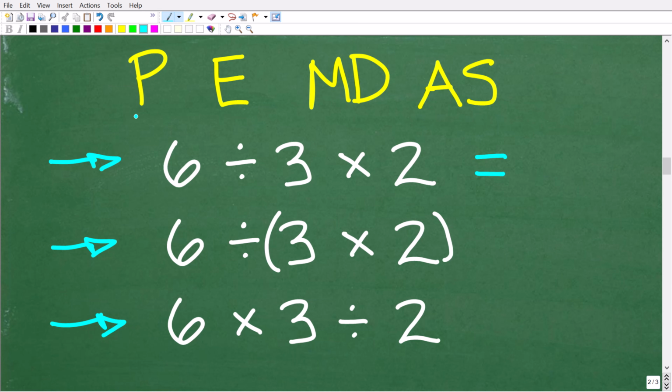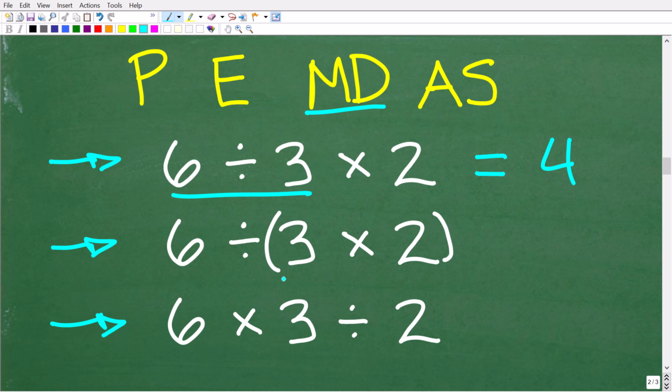So do we have any parentheses? No. Do we have any powers or exponents? No. Do we have multiplication and division? Yes. What do we see first from left to right? We see division. Okay, so 6 divided by 3 is 2. And of course, 2 times 2 is 4. Okay, so that is the correct answer. All right, let's move on to our next practice problem.